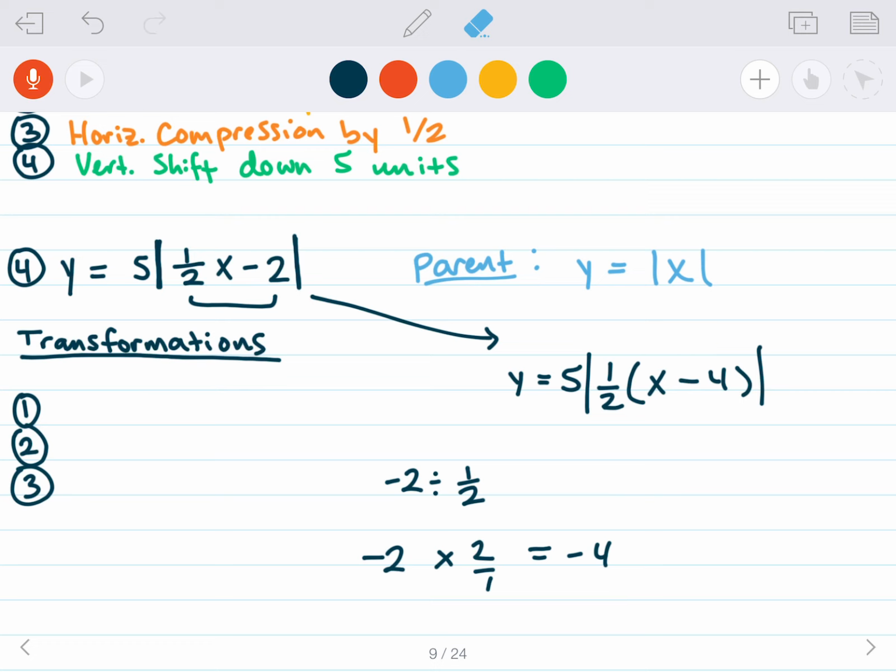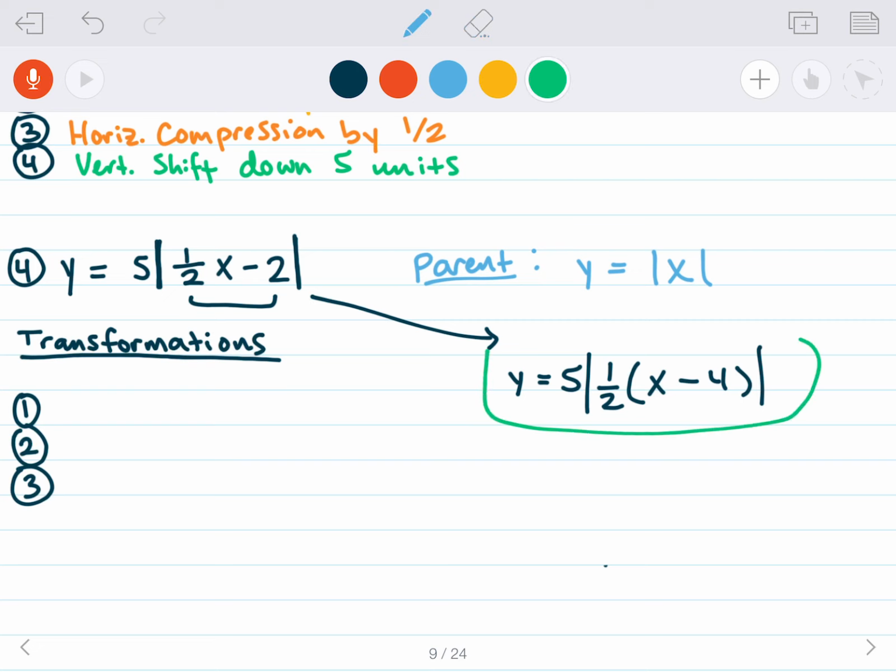Okay. All right, cool. So this is the form that we're going to be looking at here. And let's take a look at our transformations. Well, do I have a number multiplied in the front of the absolute value? Well, yeah, I do. I have this 5 right here. So that's going to be my vertical stretch factor. So I have a vertical stretch by a factor of 5.